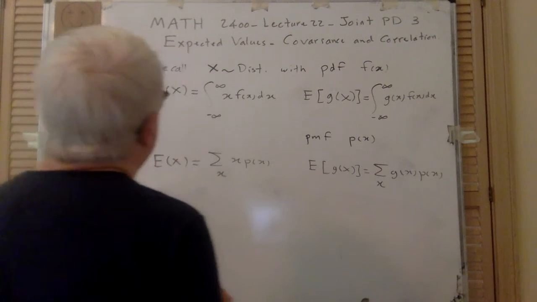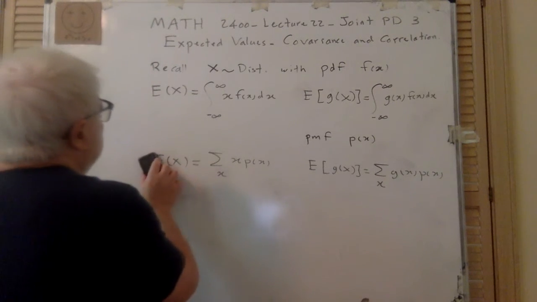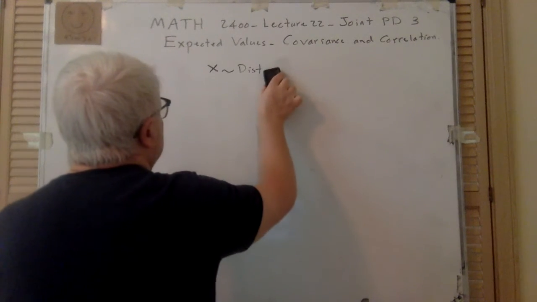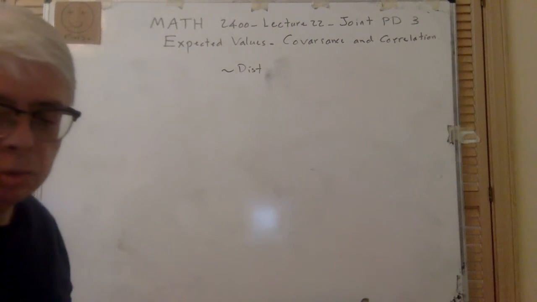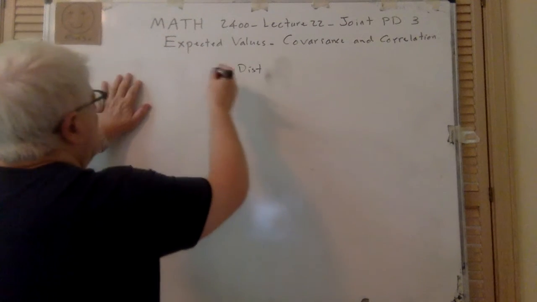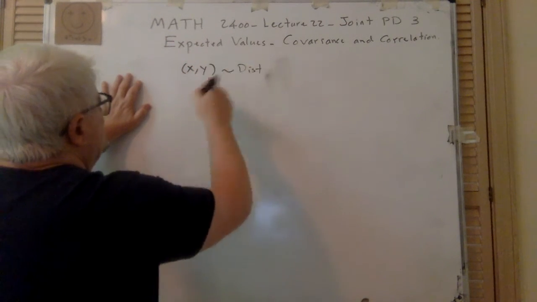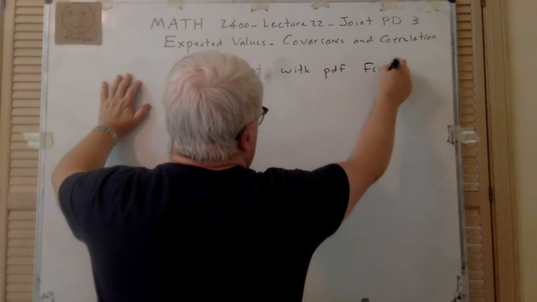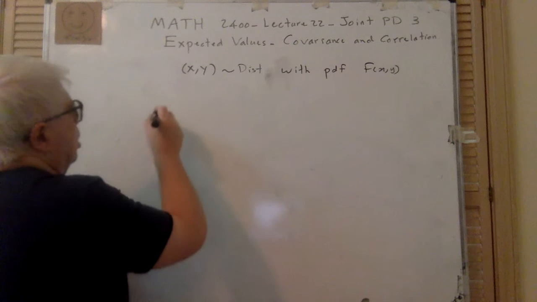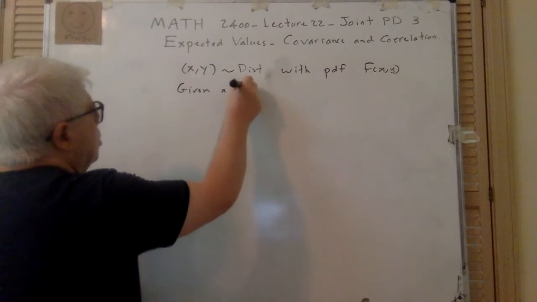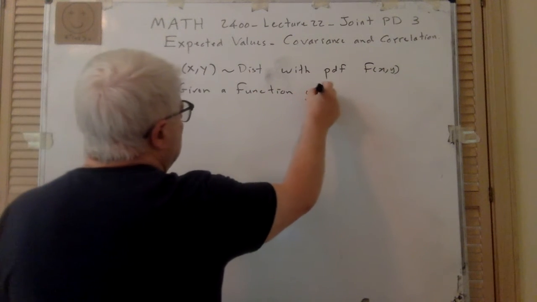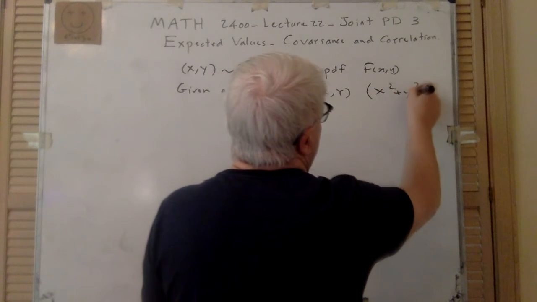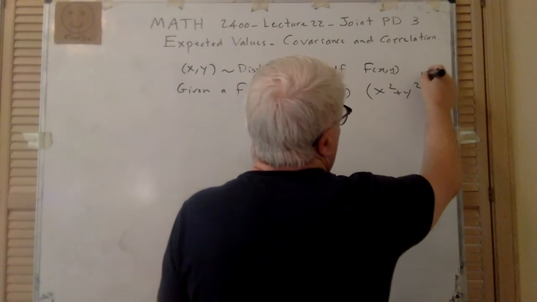Now we are dealing with more than one variable. So let's say that we have X and Y, and we have 2, let's say, because the covariance and correlation are related to 2 variables. X and Y have some distribution with PDF, say f(x,y), then given a function g of X and Y, well, this function can be what? It can be like x squared plus y squared, something like that. Okay? Like this.